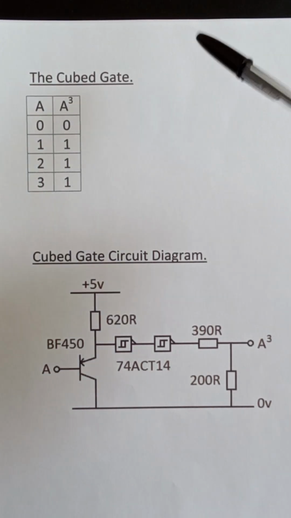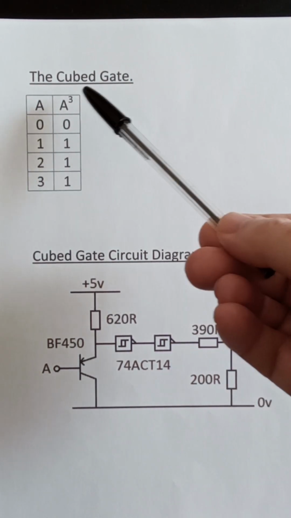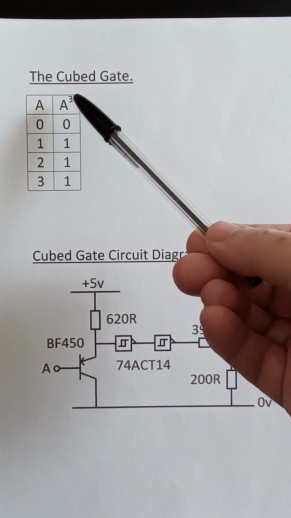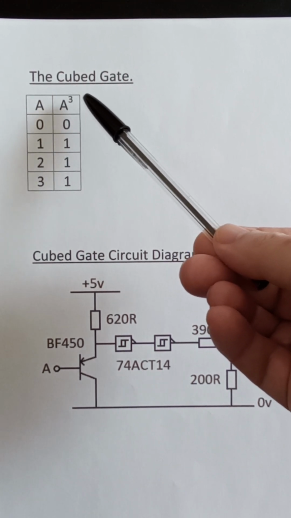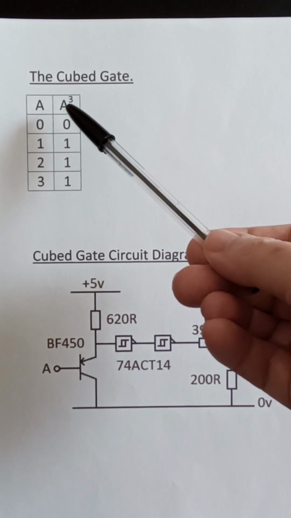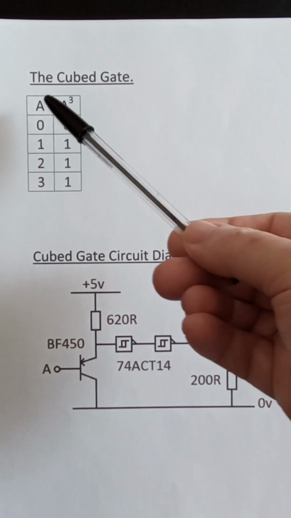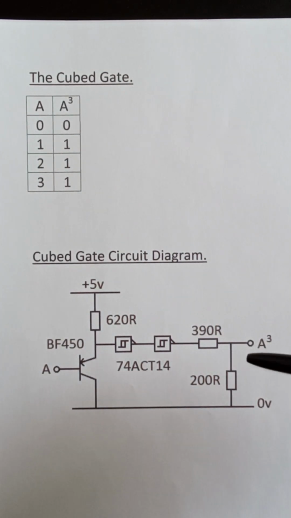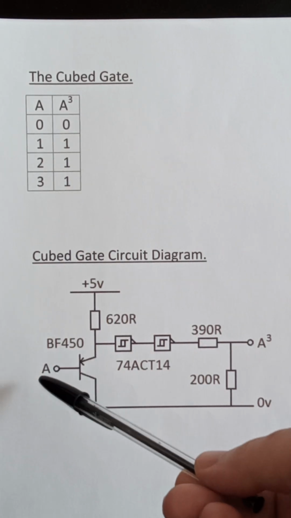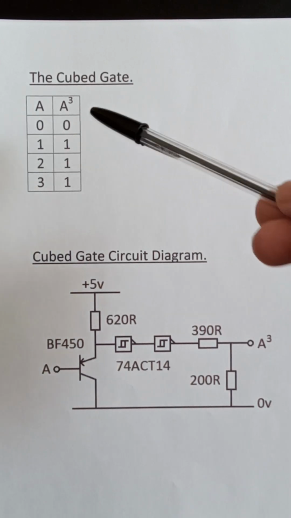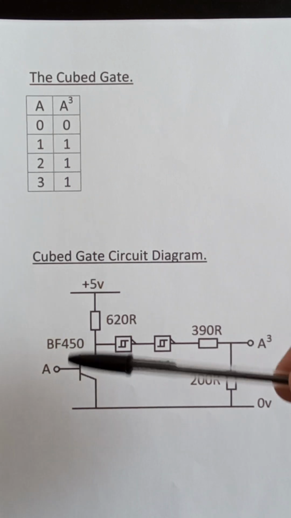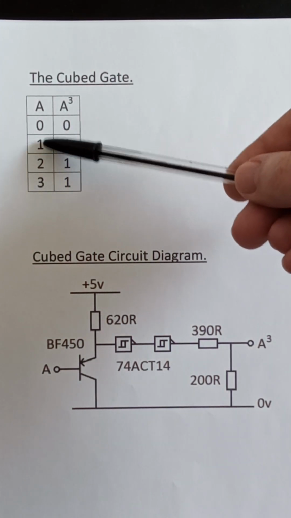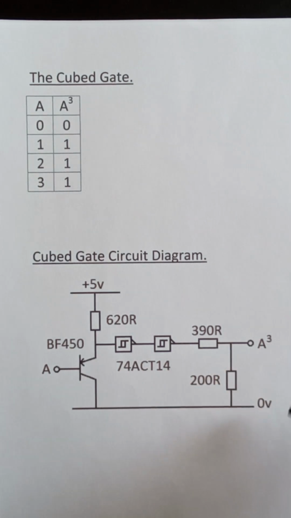Right, this is the cube gate. A is 0, 1, 2, 3, and A cubed, which is A times A times A, or A times A squared if you like. It doesn't matter how you do it. So A cubed is 0, 1, 1, 1 in response to A 0, 1, 2, 3. Now I haven't drawn any truth tables or anything, I've just gone to the circuit diagram. If this input A, the quaternary input, is a logic 0, the output will be a 0, and if it's above logic 0, quaternary logic 1, 2 or 3, the output will be a 1.